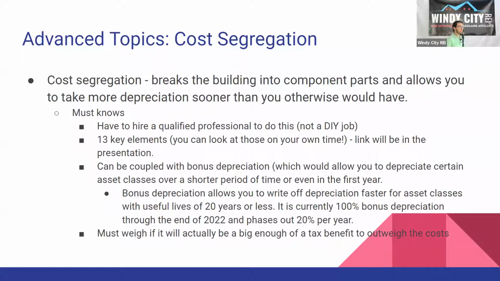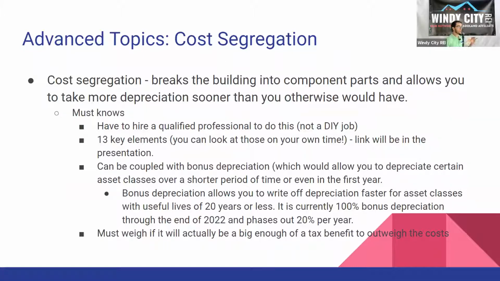The next one is cost segregation. This will probably apply more in multifamily buildings than single family, but the general gist of it is you're breaking the building into its component parts. So for instance, appliances, land improvements, all that gets broken out. So you can take that depreciation sooner than you otherwise would have, because otherwise on a residential property, it's over 27.5 years. Whereas with some, it could be 5, 7, or 15 years.